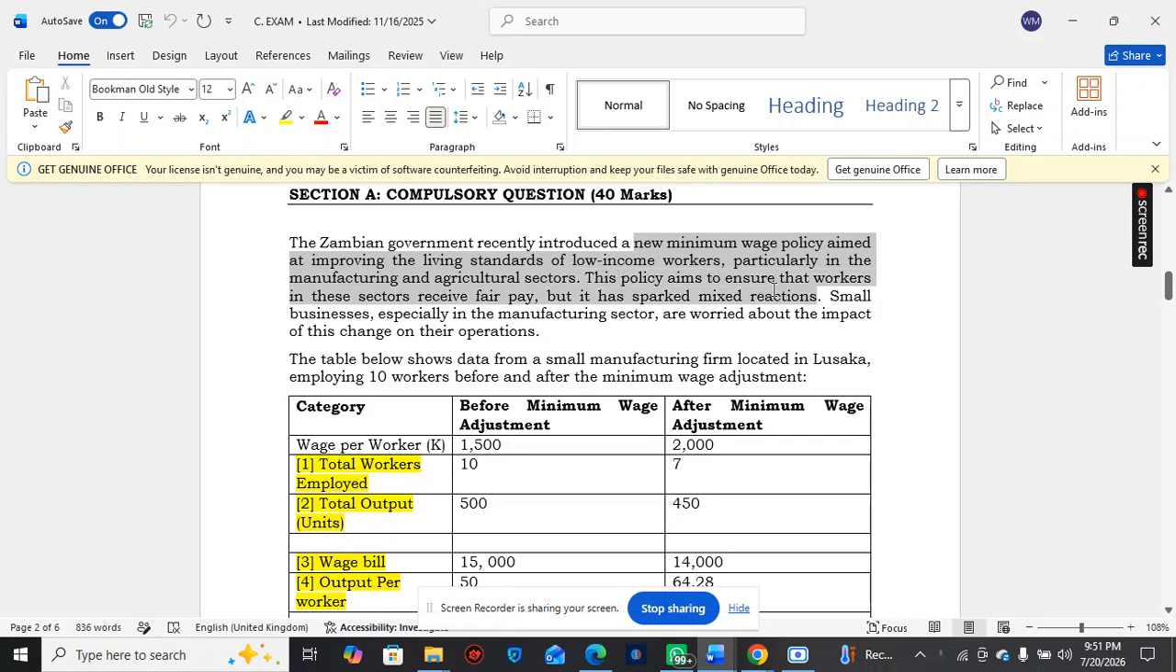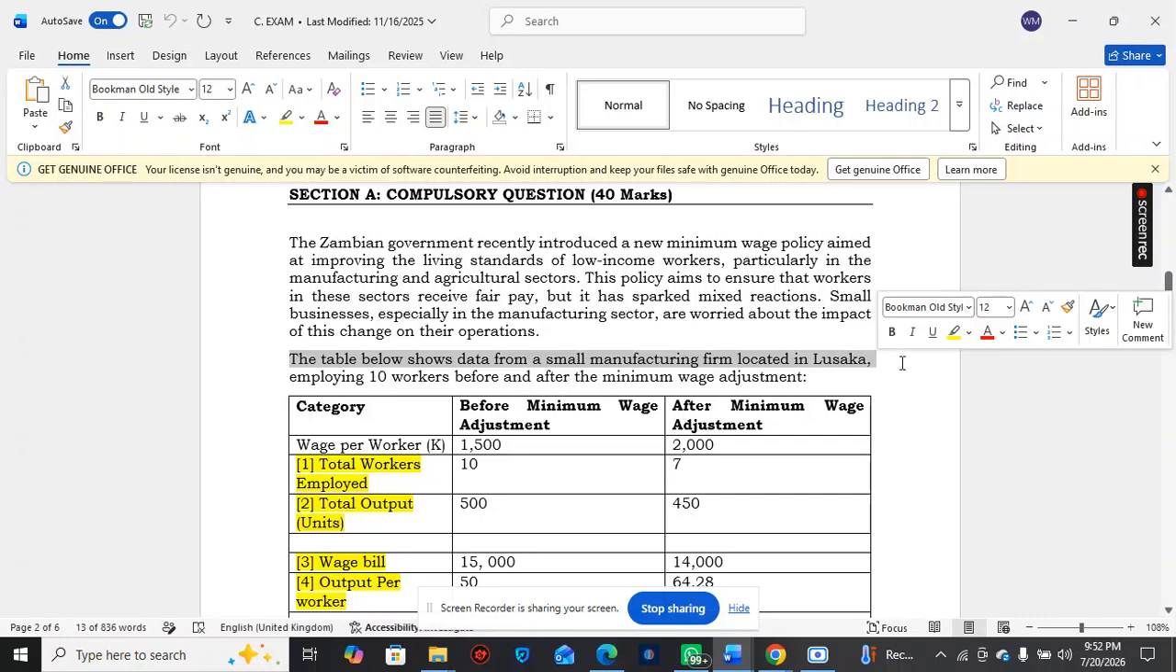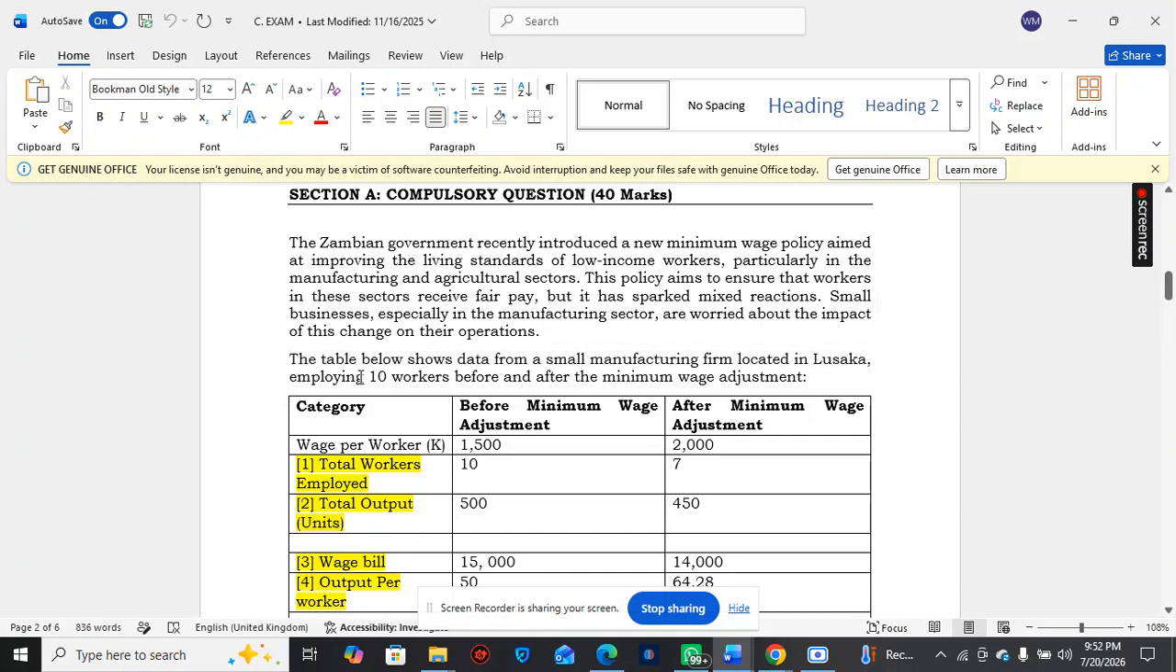This policy aims to ensure that workers in these sectors receive fair pay, but it has sparked mixed reactions. Small businesses, especially in the manufacturing sector, are worried about the impact of this change on their operations. The table below shows data from a small manufacturing firm located in Lusaka, employing 10 workers before and after the minimum wage adjustment.